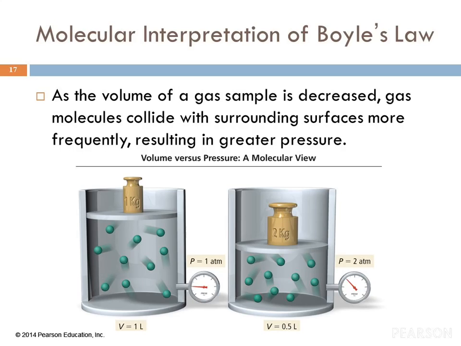Here's another illustration. Here we've got a volume here of 1 liter, and the pressure is 1 atmosphere. If we double the pressure, so we're applying pressure here by putting a weight, a 1 kilogram weight or a 2 kilogram weight. If we double the pressure, the volume is cut in half. Volume times pressure here equals 1. Pressure and volume equals 1.